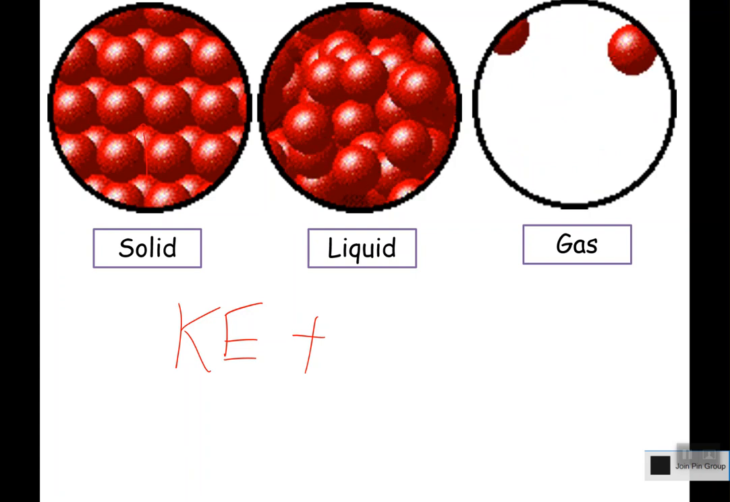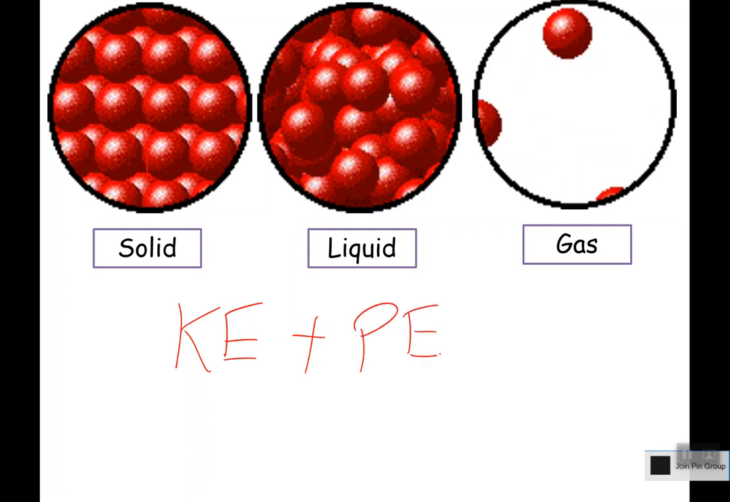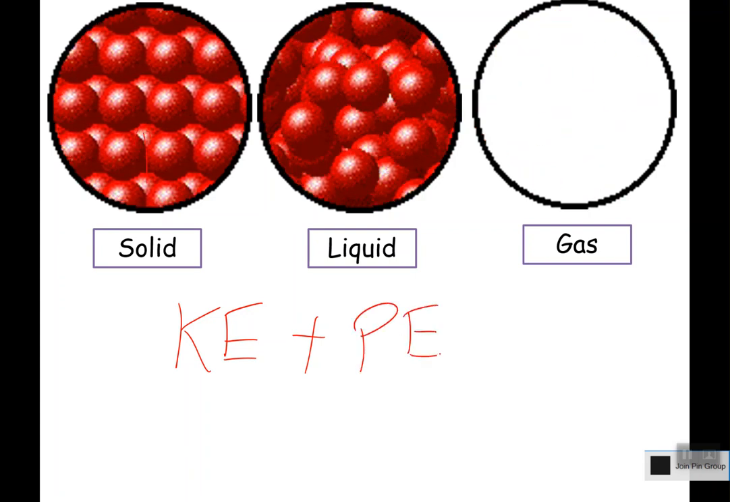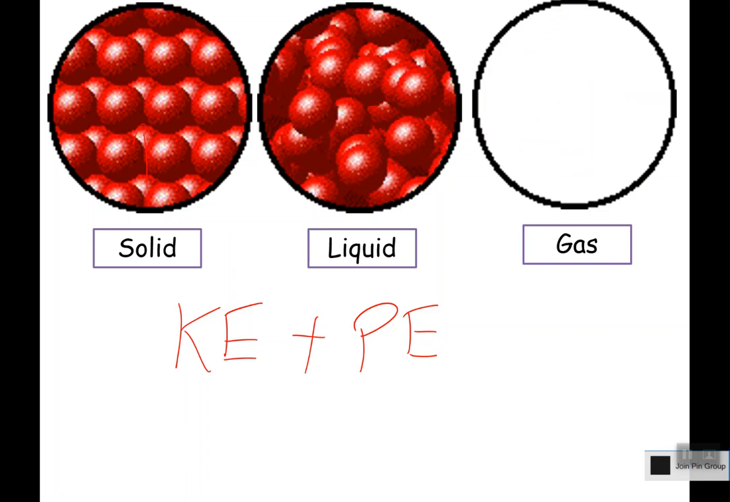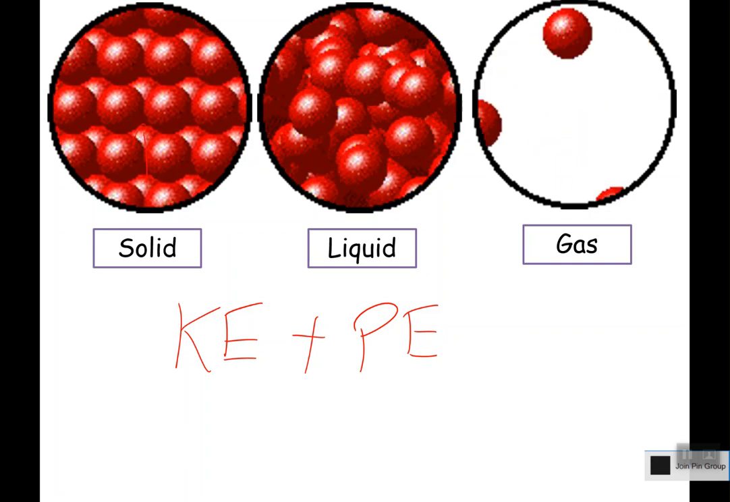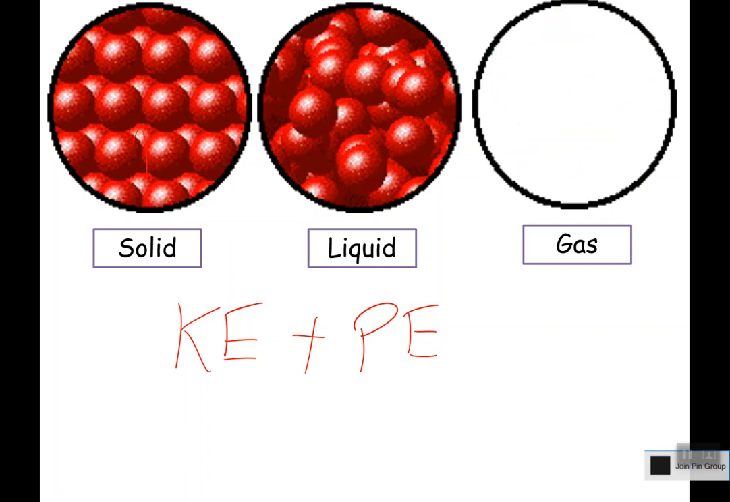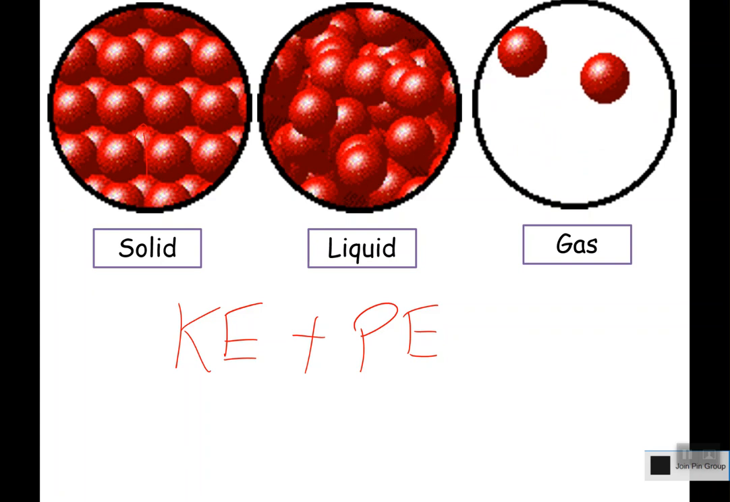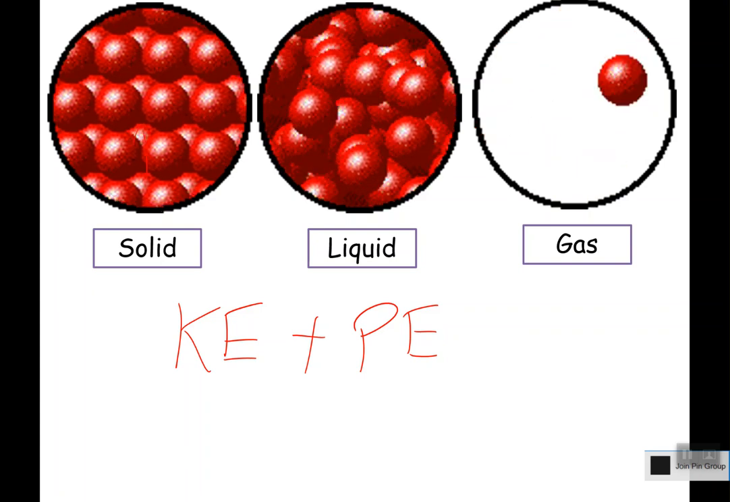And it's also to do with potential energy. So potential energy is due to the energy stored. Now, in solids, they have a little potential energy. Liquids, they have more. And gases, they have even more. It's quite hard to explain what's going on with potential energy. I would imagine it kind of like a spring.